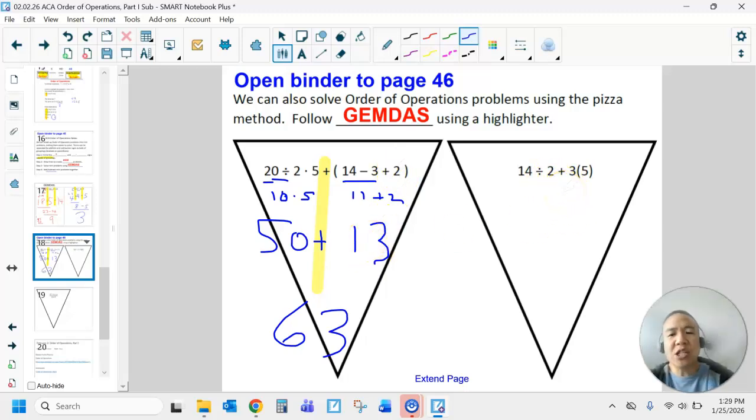So please pause the video at this time and see if you can answer the next one on your own. Highlight any adding or subtracting outside of the grouping symbol.